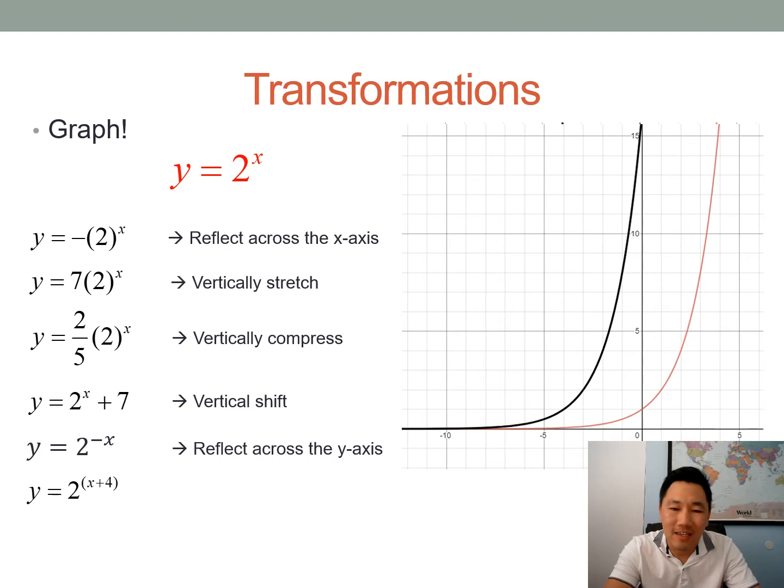It looks like it shifted left 4 units. So a plus 5 shifts it to the left, and a plus 4 shifts it to the left, and if you have a minus 4, it actually shifts it to the right. All right, so we have a horizontal shift.